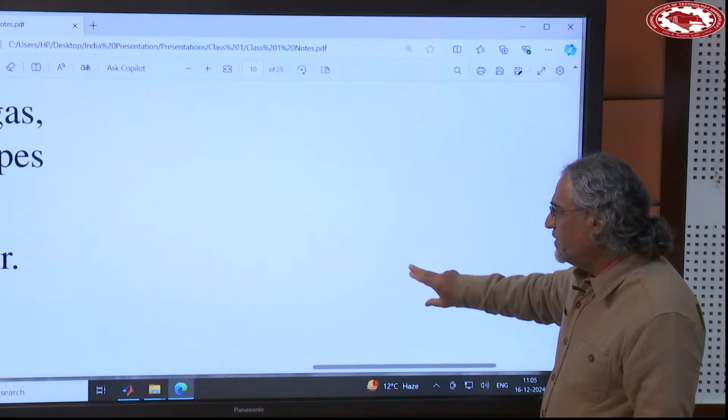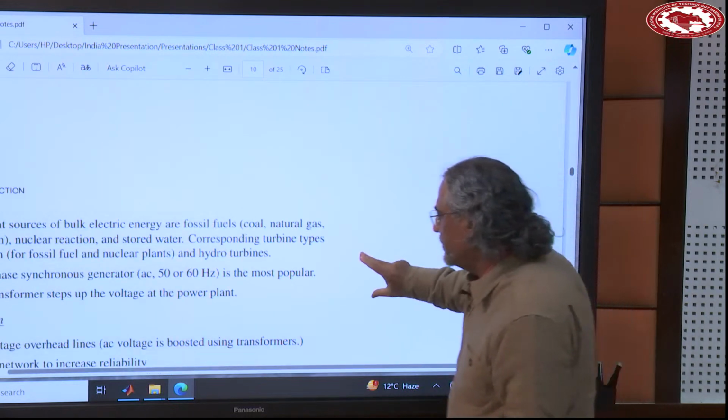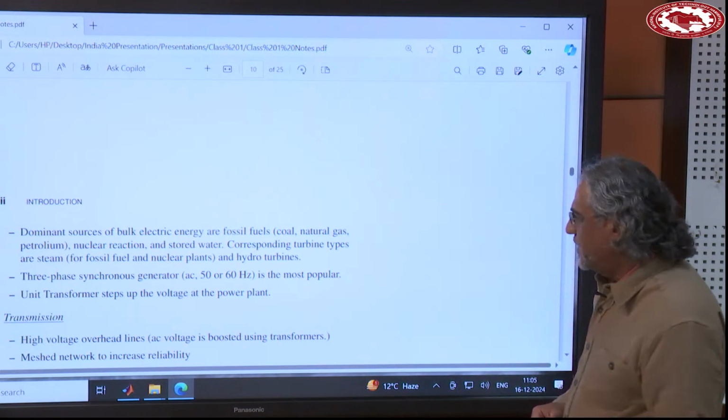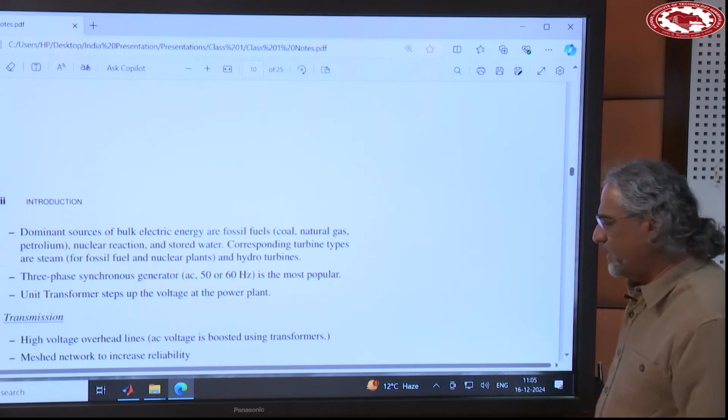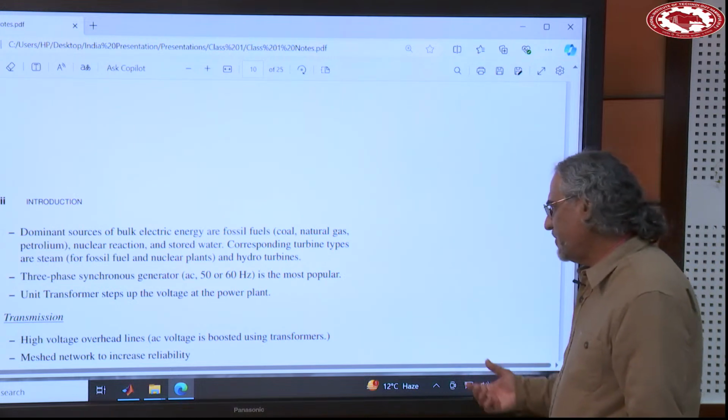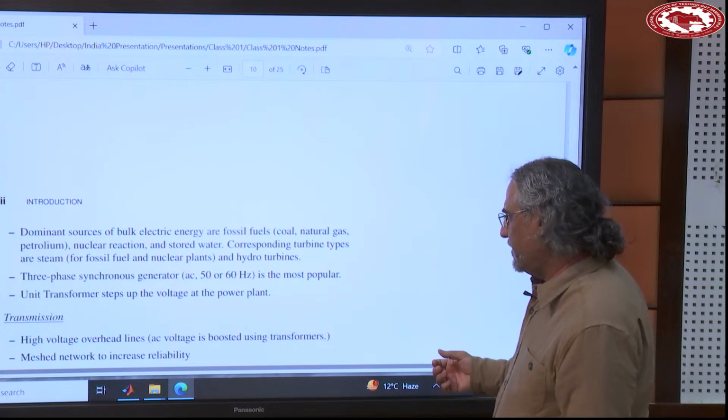Generators are three-phase synchronous generators that generate three-phase 50 hertz or 60 hertz. I think in India it's 50 hertz, isn't it? Yeah. So in North America it's 60 hertz, where I currently am.